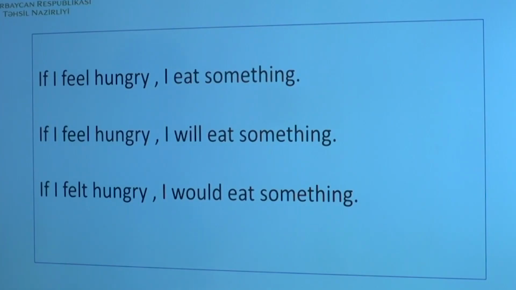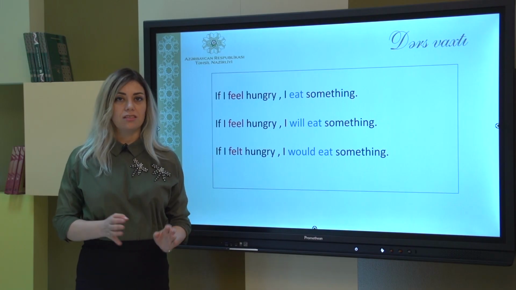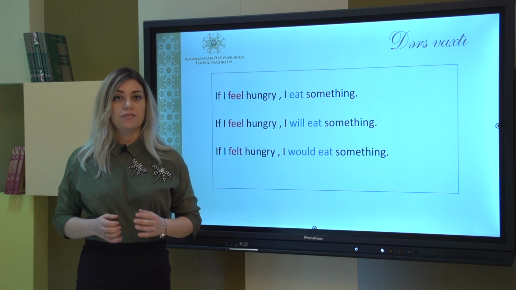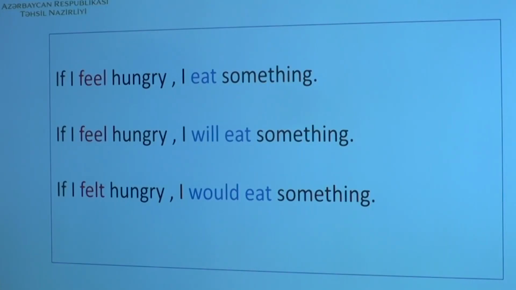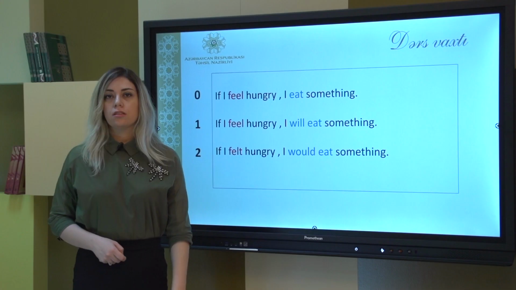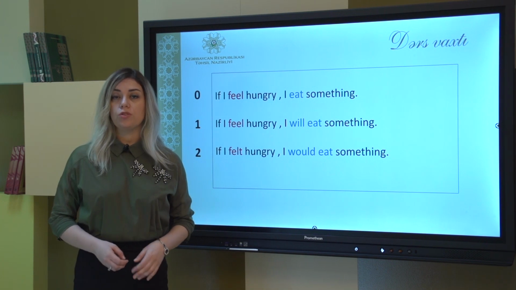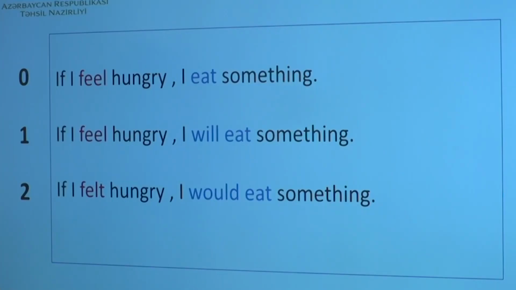To see the difference, first of all, let's check out the verbs. Pay attention. The verbs change every time. Feel, felt. Eat, will eat, would eat. It means that these sentences give different meanings. There are three types of conditionals that we are going to learn today: the zero conditional, first conditional, and the second conditional. Each conditional has its own meaning, its own structure, and each is used in different situations.